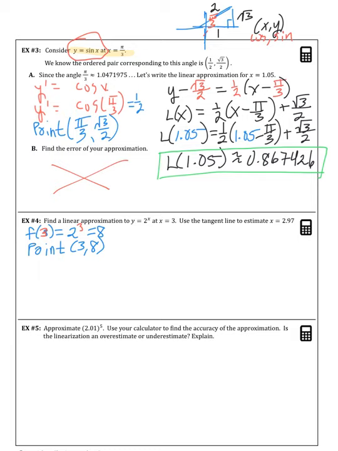So I've got my point, I need my slope. So I need to find the derivative of 2 to the x. So if you recall, the derivative of 2 to the x is as follows. Let me use red. So f prime of x is equal to, so the derivative of 2 to the x is 2 to the x times the natural log of the base, which in this case is 2.